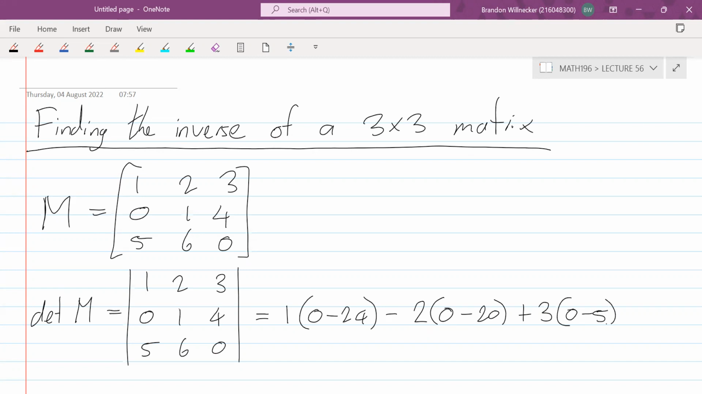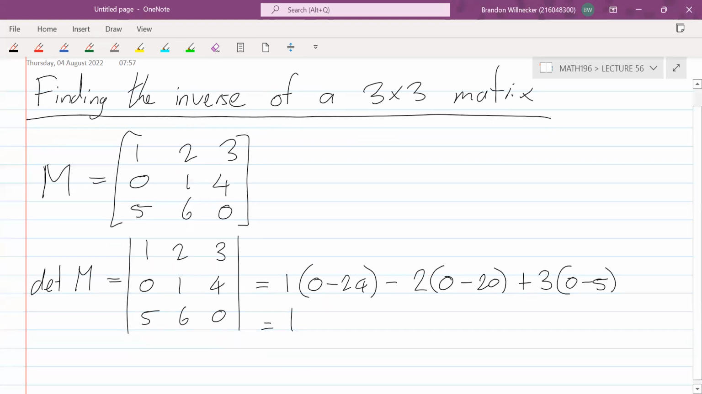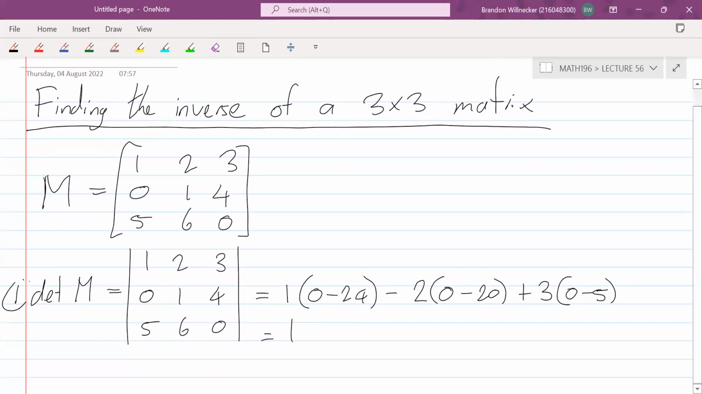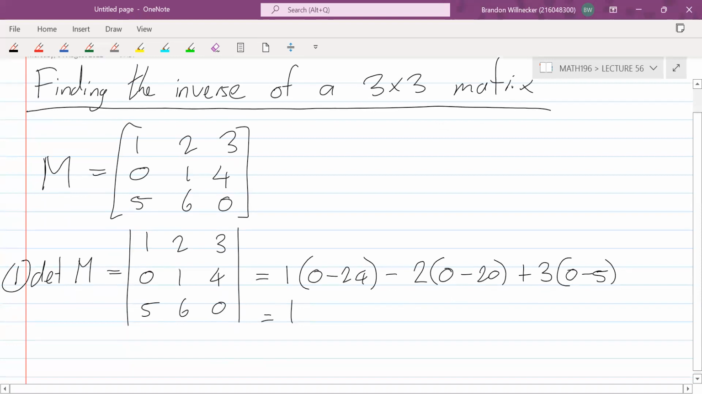Okay, you can work this out. This is going to be 1. It doesn't matter whether it's a positive or negative value, as long as it's not 0. In this case, it's not 0, so we can proceed to find the determinant. You can call this step 1: find the determinant and make sure it's non-zero.